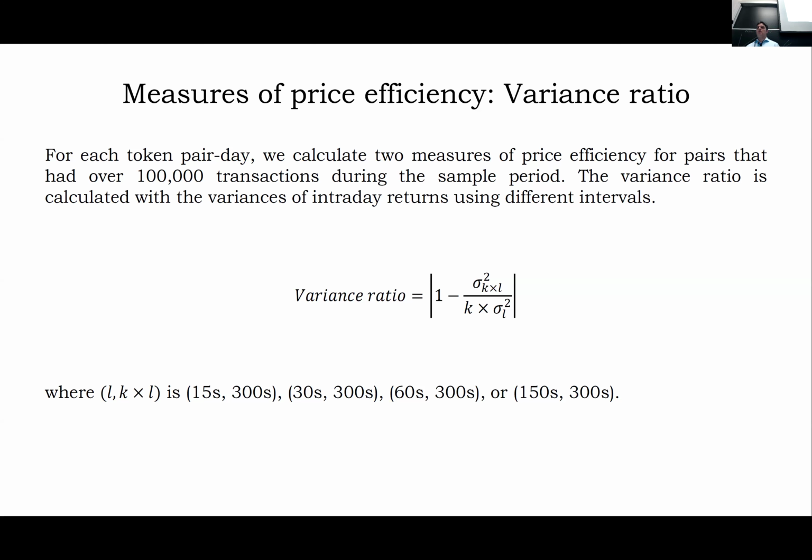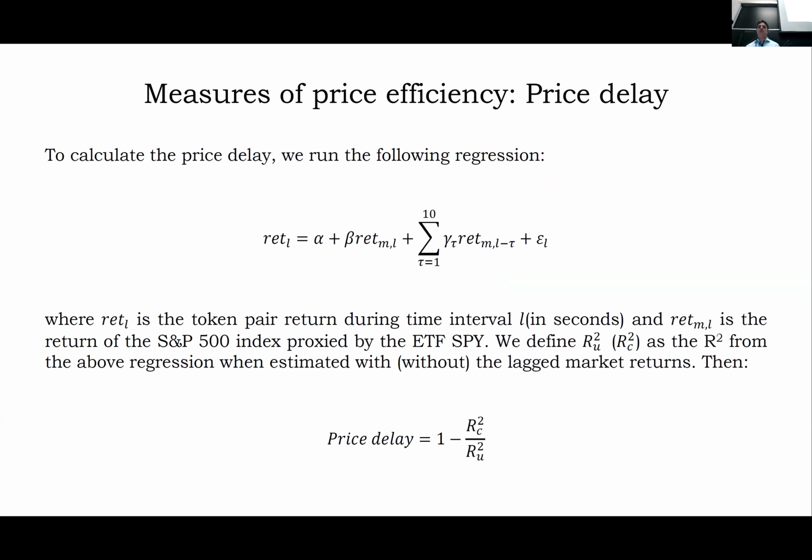So that's really the argument that is used when people measure price efficiency. So let's look at what happens. Now we run this regression. We look at the return of the token pair, again on Uniswap, during the interval L, and we regress it against the return of the S&P 500 proxied by the SPY ETF. And then we look at the R square from the above regression with and without the lag market return.